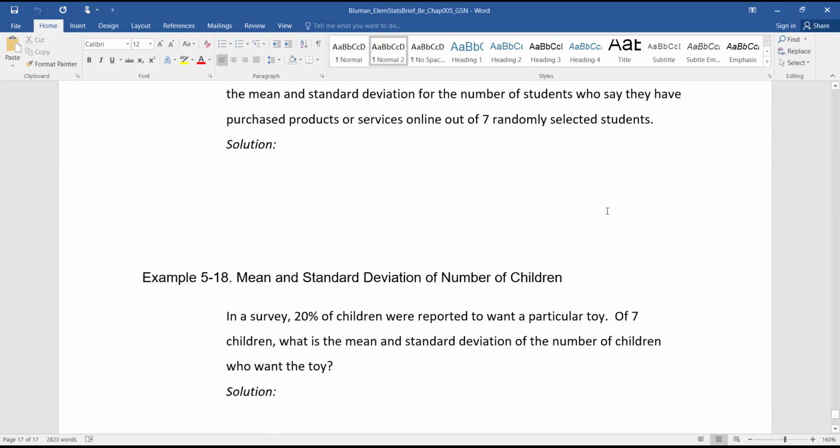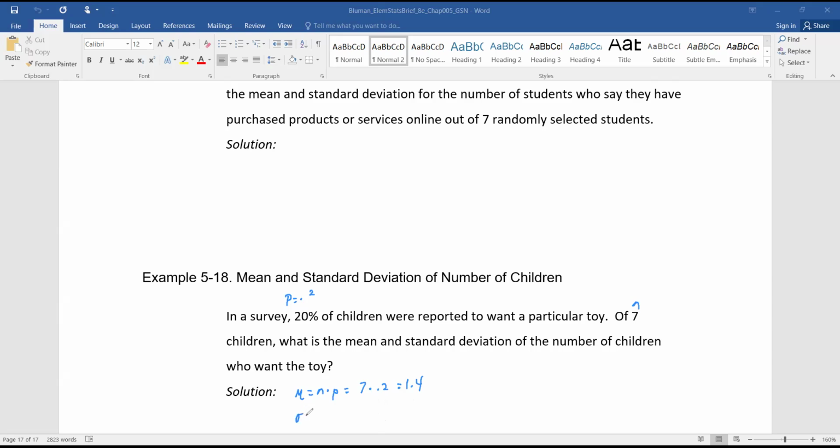All right, so in this one, in a survey, 20% of the children were reported to want a particular toy. Given 7 children, what is the mean and standard deviation of the number of children? So this is a binomial distribution. They either wanted the toy or not. Probability of success of wanting the toy is 0.2. And then there were 7 children chosen. So there's my sample. To find the mean, I would again do N times P. In this case, that's 7 times 0.2, which is 1.4. So 1 and almost a half of a kid would want a toy on average.